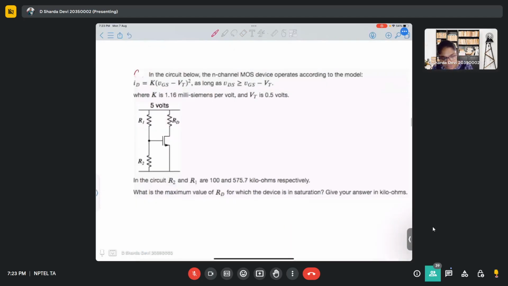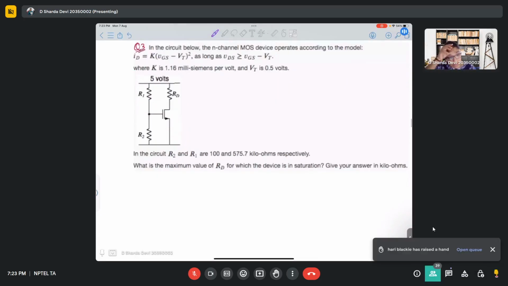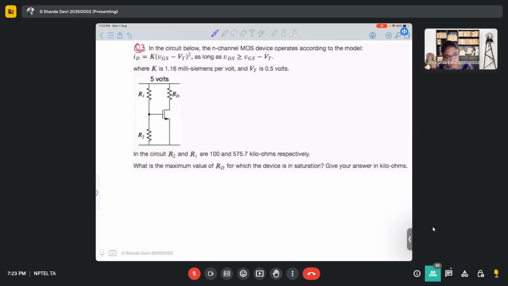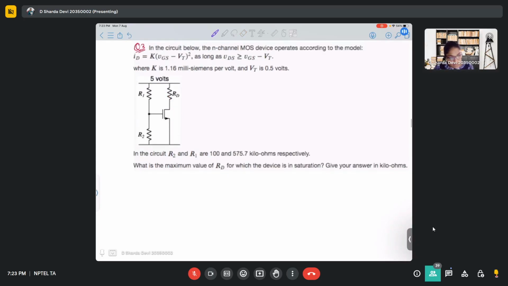Now moving on to the next problem. In this particular circuit, it is an N-type MOSFET, right? In this N-type MOSFET, ID has been given, K and VT are given, R1 and R2 are given. What is the maximum value of RD for which the device is in saturation? So you have to find the maximum value of RD to keep the device in saturation.